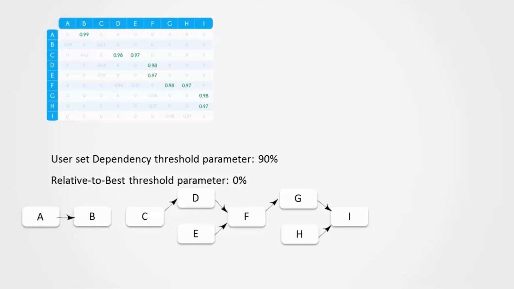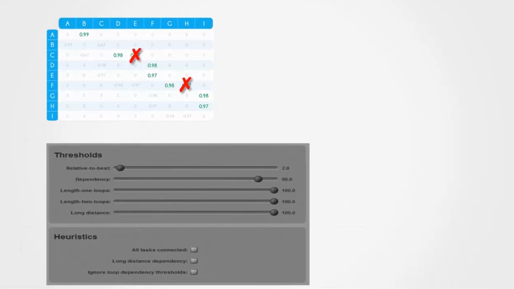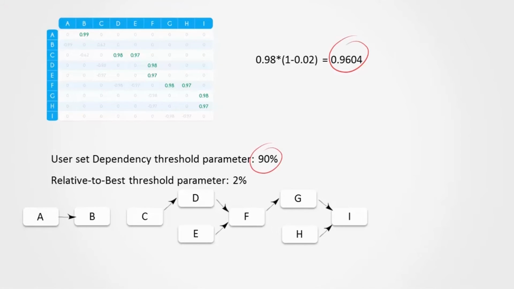In this case, with the relative to best parameter set to 0%, every value except the best ones for every row will be discarded. So in this example, we miss the relations C to E and F to H, as can be observed in the resulting model. On the other hand, with the relative to best threshold set to 2%, 0.97 will be accepted in addition to the best 0.98, because the distance to 0.98 is in the range of 2%.